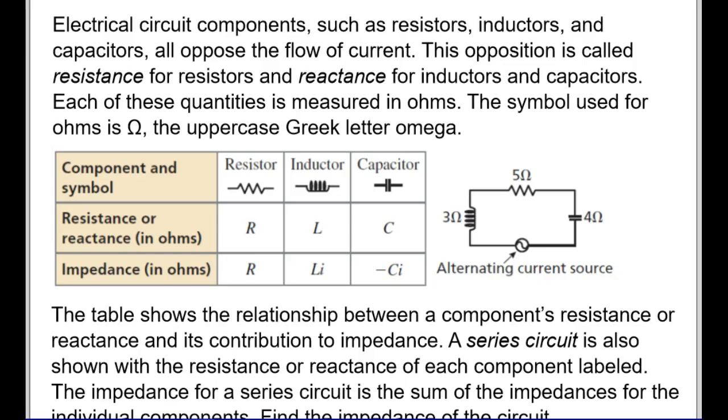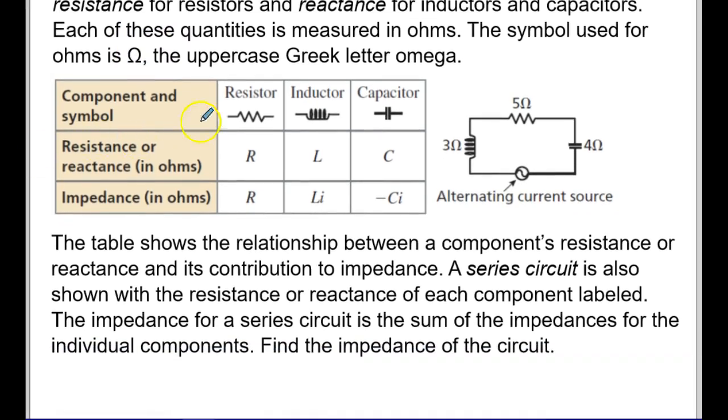Okay. So here we can have some of our real world problems. So we have some electrical circuit components, right, such as resistors, inductors, and capacitors, all oppose the flow of current. This opposition is called resistance for resistors and reactance for inductors and capacitors. Each of these is measured in ohms. And we use this omega, this capital omega, to show that.